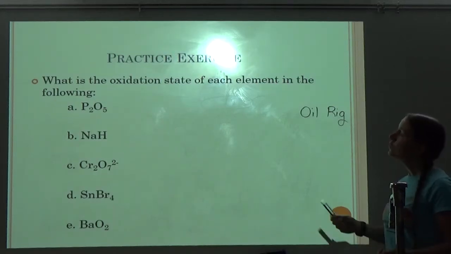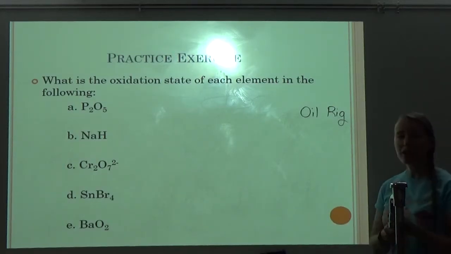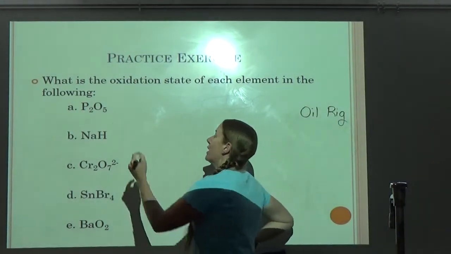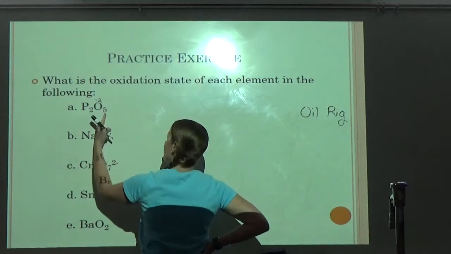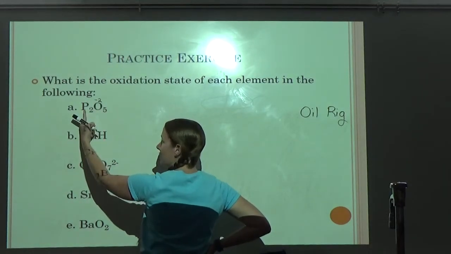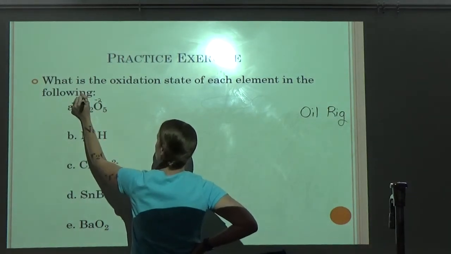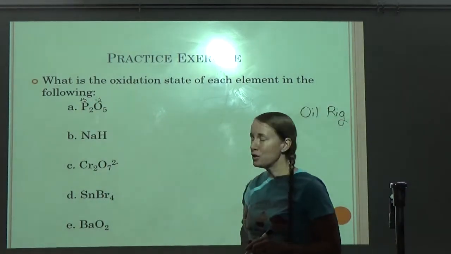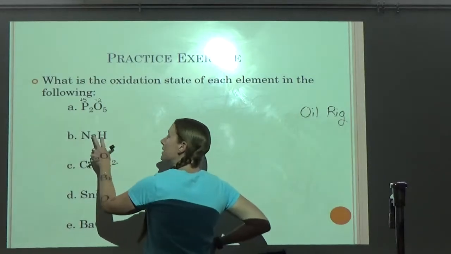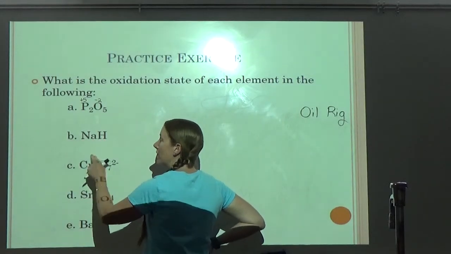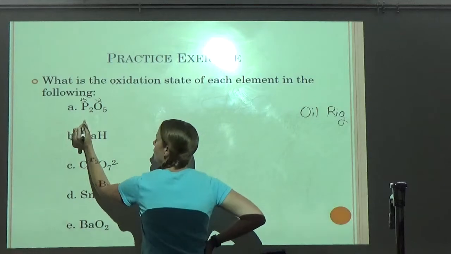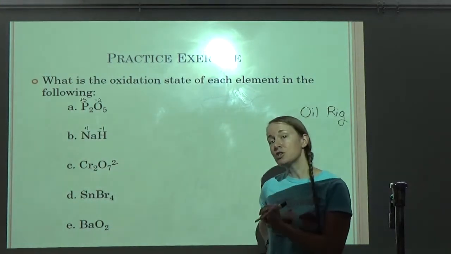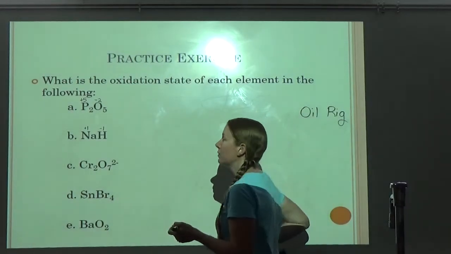All right, so it says, what is the oxidation state of each element in the following? Okay, so make sure you pause the video and try this, and then we'll look at it together. So I know oxygen's -2, but there's 5, so that's -10. So P has to be +10, but there's 2 of them, so they will each be +5. So P is +5, O is -2. All right, here, normally hydrogen's +1, but it's bonded with a metal. So sodium will be +1 and hydrogen will be -1. Remember, hydrogen's normally +1 unless it's bonded with a metal.